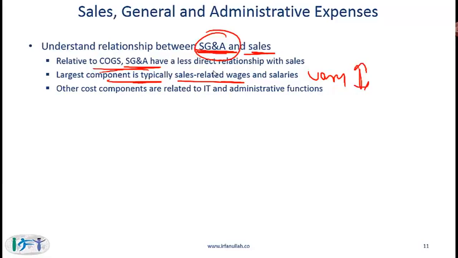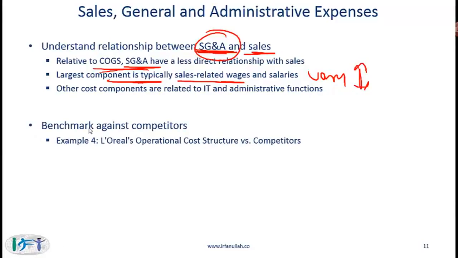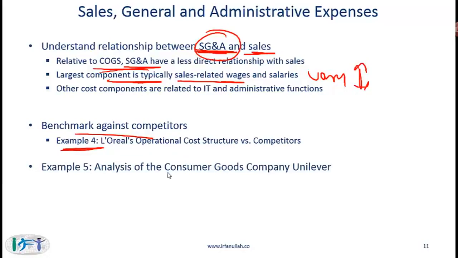You as an analyst, since you are forecasting these numbers, you need to have a sense for how they change. Benchmark with competitors. So if you have similar players in an industry, figure out who has the highest SG&A, what is the benchmark. So the best companies in the industry, what is their SG&A relative to sales. And example 4 does this well for you. Example 5 then is a long example which talks about Unilever and takes you through all these items that we've been talking about.